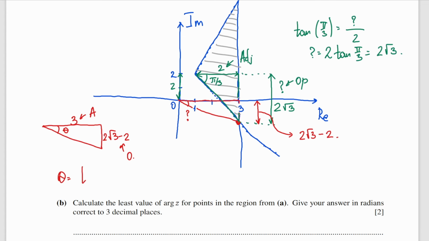So to find the angle, let's use the inverse tangent of opposite over adjacent. Calculate it, and we'll get 0.454, correct to 3 decimal places. But please notice that for the final answer, we should give it with a negative sign, because it actually goes below the real axis.